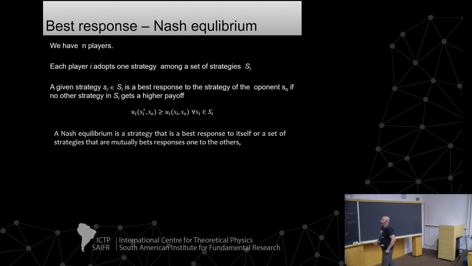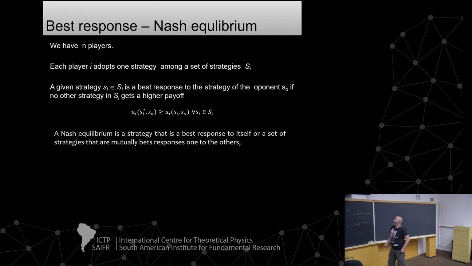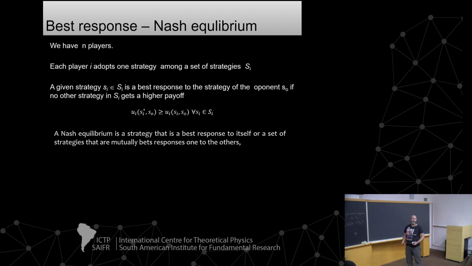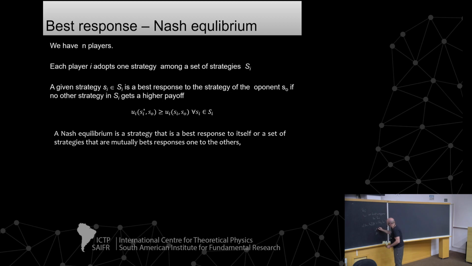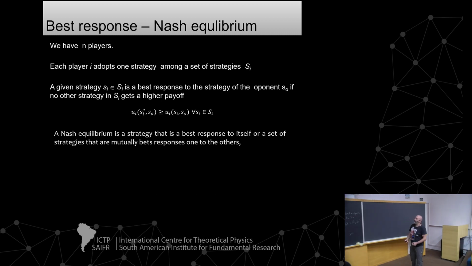Another important concept in game theory is the concept of Nash equilibrium. We said that a Nash equilibrium is a strategy that is a best response to itself. That's why when I put here, this is not right, okay? We need this because to define the concept of Nash equilibrium, we need a strategy that is the best response to itself, okay?